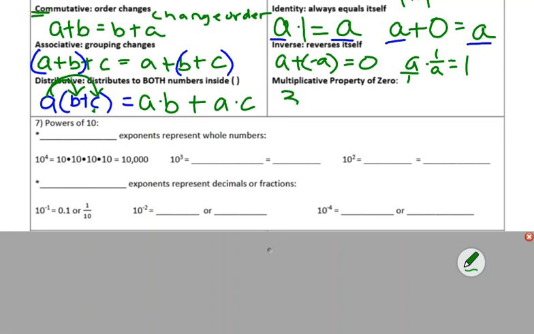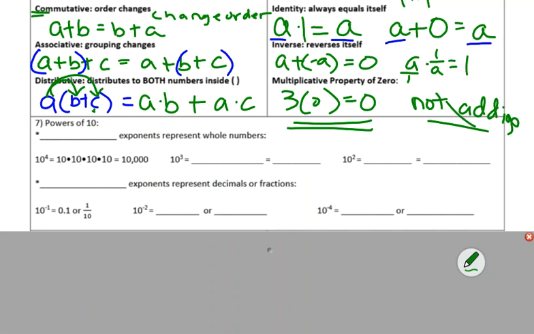And then finally, zero property is 3 times 0 equals 0. Remember, it's only for multiplication, not ever for adding. Never. Okay, moving on to number 7, powers of 10.